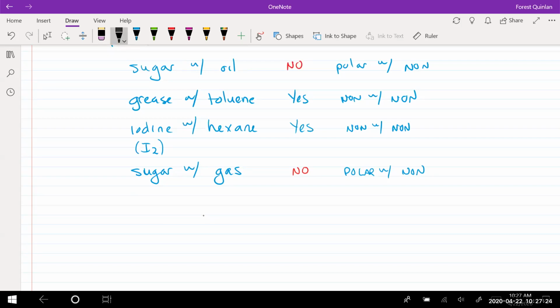Now, as we look at this, we've sort of discussed what it means to want to make a solution. When you do it, it will be homogeneous. It will be the same throughout. And why do they want to mix in the first place? It has to do with their intermolecular forces. Now, that is just, will you dissolve or will you not dissolve? It's not talking about the speed of dissolving. Okay, that's a different issue.